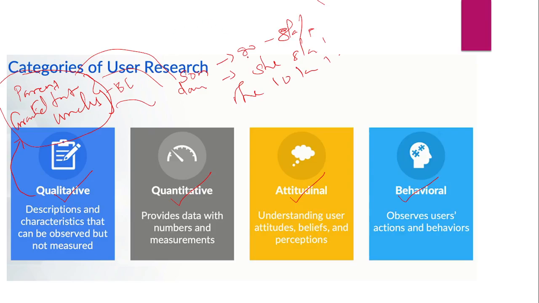Quantitative means they are providing the raw proof. After studying these courses, they are getting this much of packages. These are in numbers. This number is called quantitative. Next, attitudinal means understanding the attitudes, beliefs, and perceptions. So you have to get a proper understanding through the perception from your elders. And behavioral means how you are going to react in particular situations. That is, observing users' actions and behaviors while they interact with you.